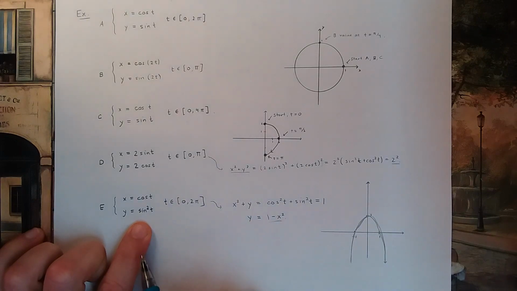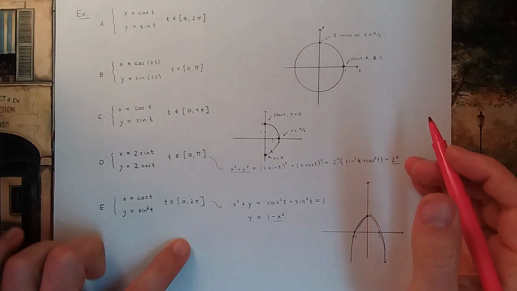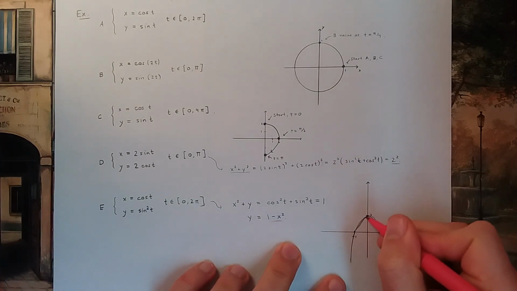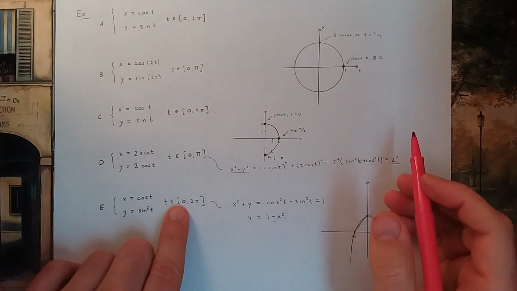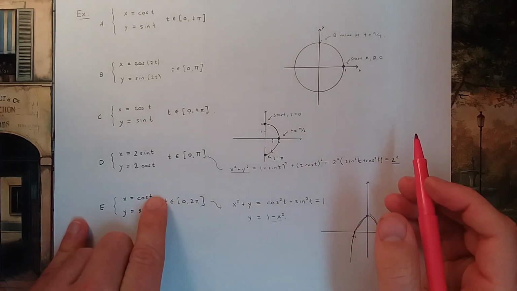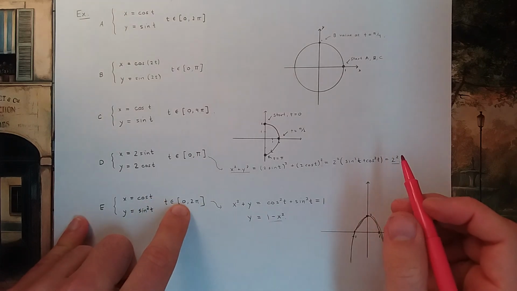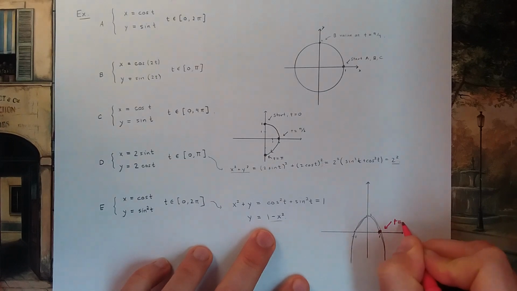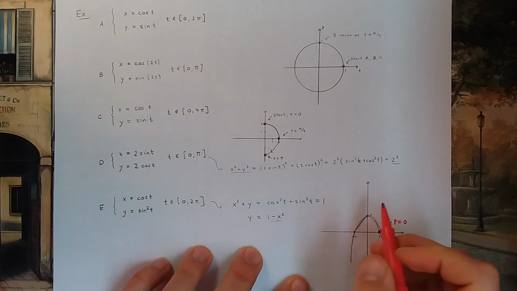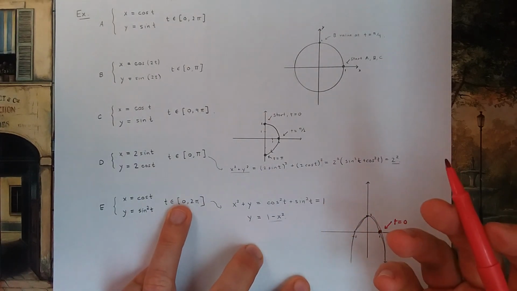But again, a parametric equation is so much more than that. A parametric equation has a starting point, an ending point, a direction. It just happens to lie on top of this shape of a parabola. So let's see here. Let's plug in t equals 0. If I plug in t equals 0, x is 1 and y is 0. So here's my start value. That's t equals 0. What happens if t is pi over 2?